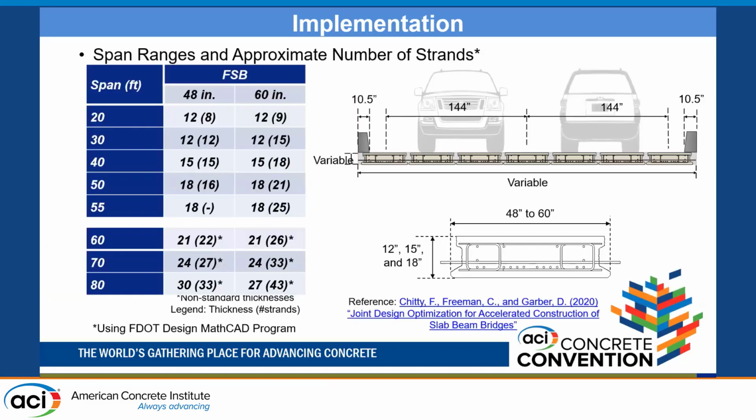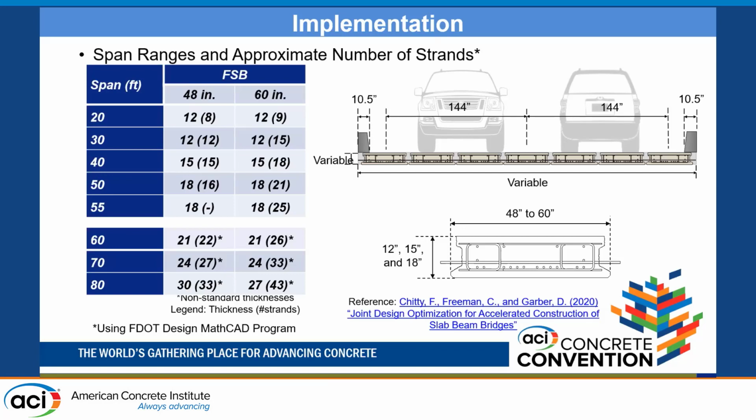So, final implementation, to conclude the presentation. Here are some of the span ranges we can use the system for, and the approximate number of strands. This is based on a 2-lane bridge configuration. You'll see a span from 20 up to 55 feet, and beam widths of 48 and 60 inches. And you'll see the thicknesses, and the numbers in parentheses are the numbers of strands that you will require to span this.